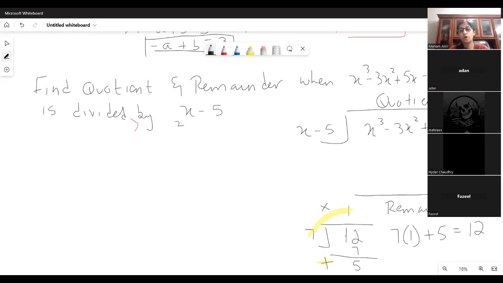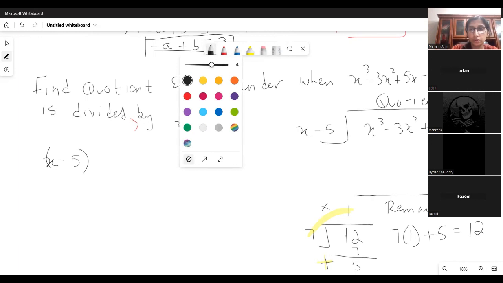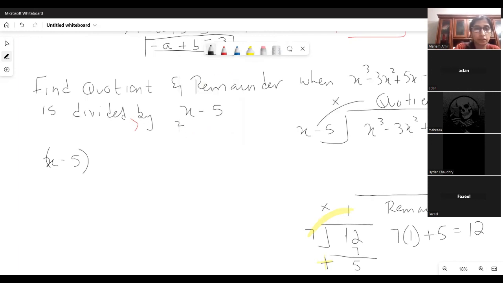So let's form an equation using this concept. So that means when x minus 5 is multiplied with the quotient, I'm writing qx, and then you add the remainder to it, plus r, that should be equals to x cube minus 3x square plus 5x minus 4.